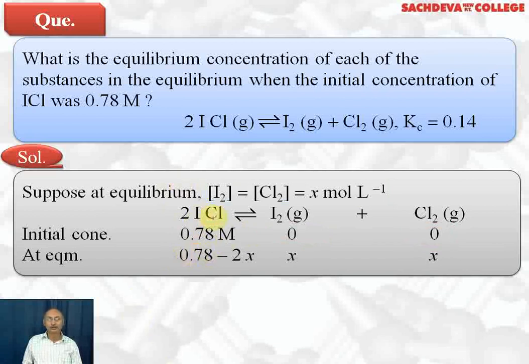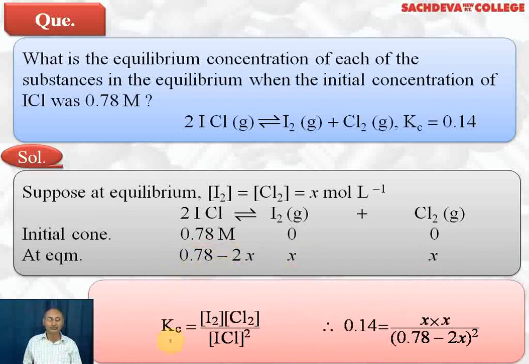At equilibrium, 2 moles of ICl react to form 1 mole of iodine and 1 mole of Cl2. 2x moles of ICl react to form x moles of iodine and x moles of Cl2. The final concentration at equilibrium of ICl will be 0.78 minus 2x, and x will be the concentration of iodine, x will be the concentration of Cl2. We write the expression for Kc. Kc is equal to the molar concentration of iodine into the molar concentration of Cl2 divided by the molar concentration of ICl raised to the power 2. Kc is given to be 0.14, which is equal to x square divided by (0.78 minus 2x) whole square.